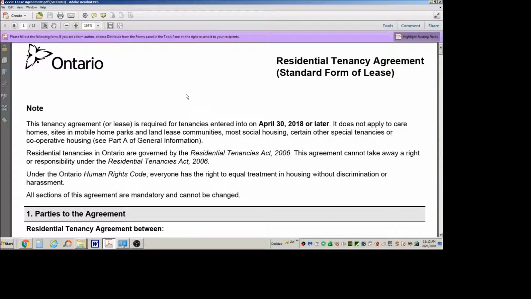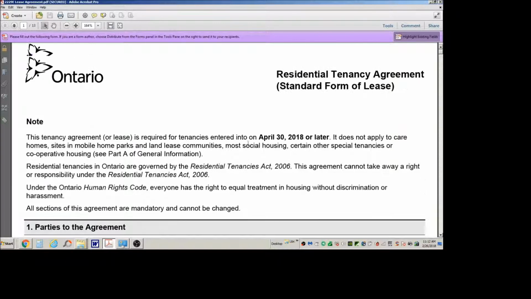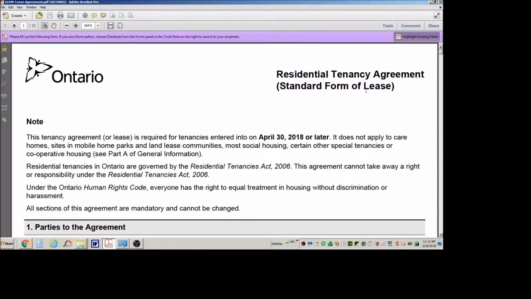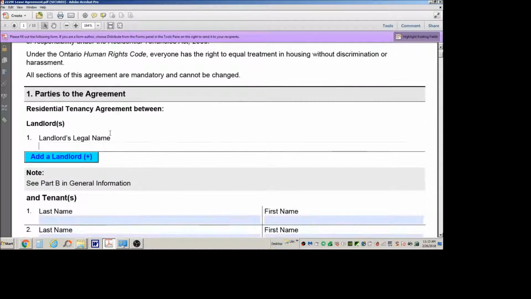I'm gonna put a link to my blog, and on the blog I'm gonna actually put the agreement, which you can download and fill out. This is the agreement that everybody's gonna be using. So you see the standard form of lease, residential tenancy agreement. Now, how do you fill this out?